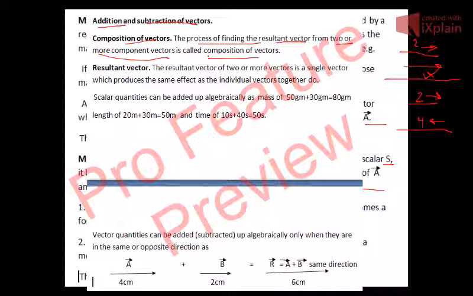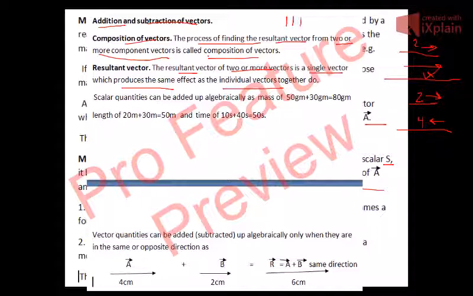If we are given 2, 3, 4 vectors, we have to find the resultant. That process, the process by which we find the resultant, is known as composition of vectors. Now, what is a resultant vector? The resultant vector of two or more vectors is a single vector, which produces the same effect as the individual vectors together do.